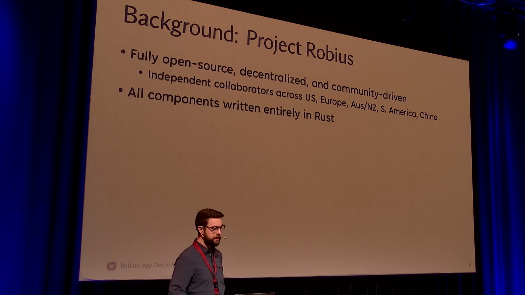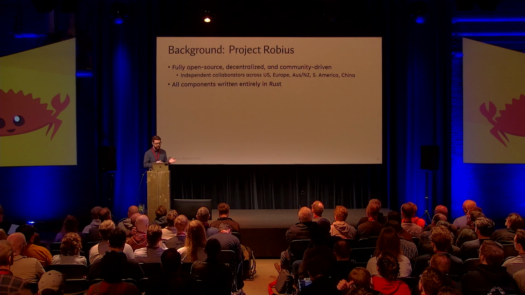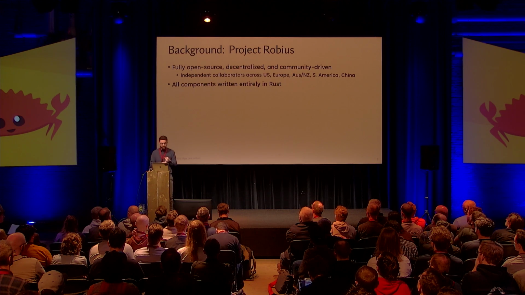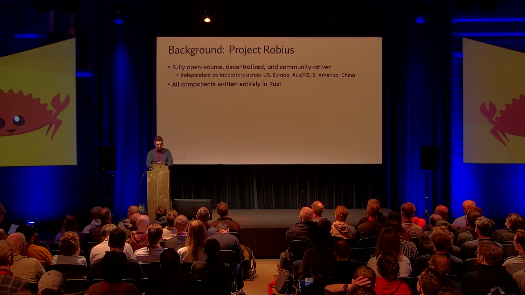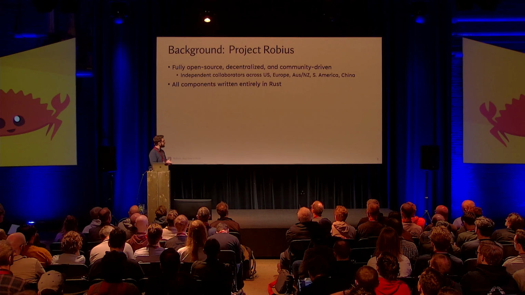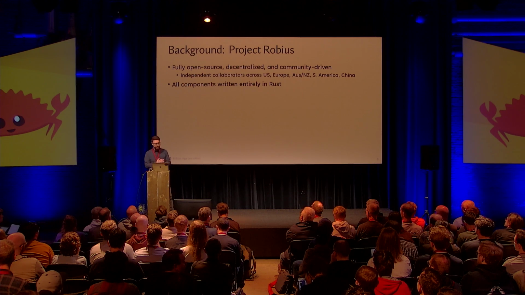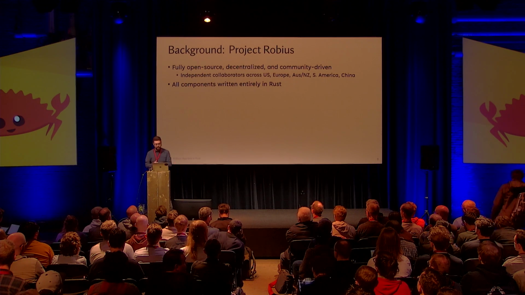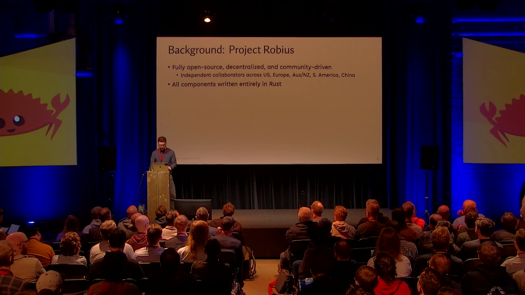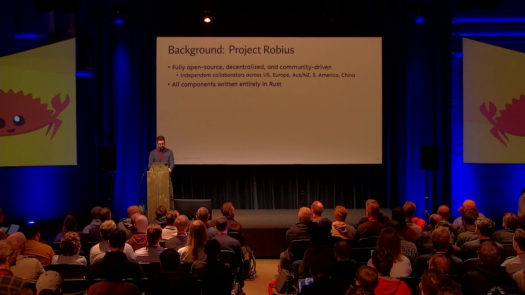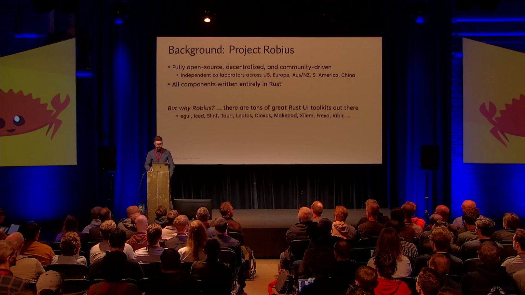So Project Robius is fully open source. It's decentralized. We have collaborators across North America, South America, Europe, even Australia, New Zealand, and China. We try to keep all of the projects, the individual parts under this large umbrella, somewhat independent, and we let the communities drive each one of those. So I'll talk a little bit more about that later. But as I said, everything's entirely written in Rust.